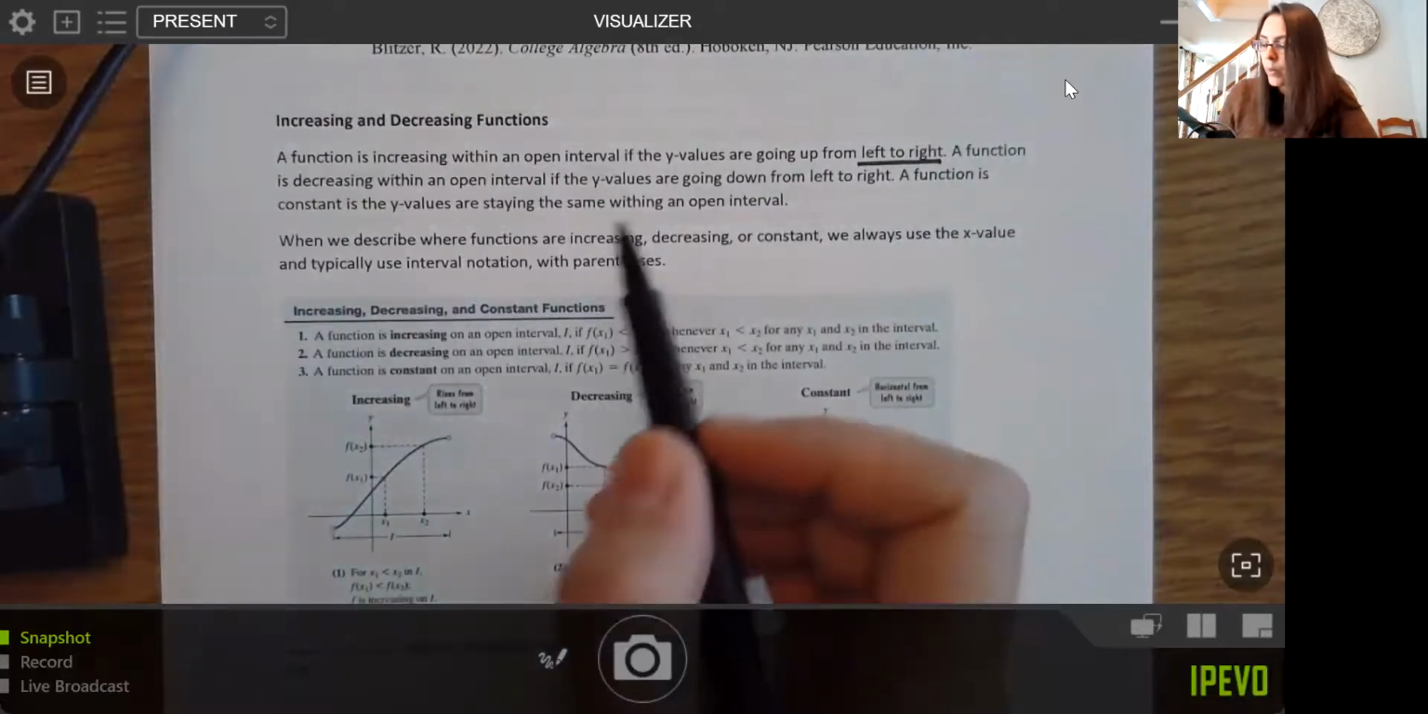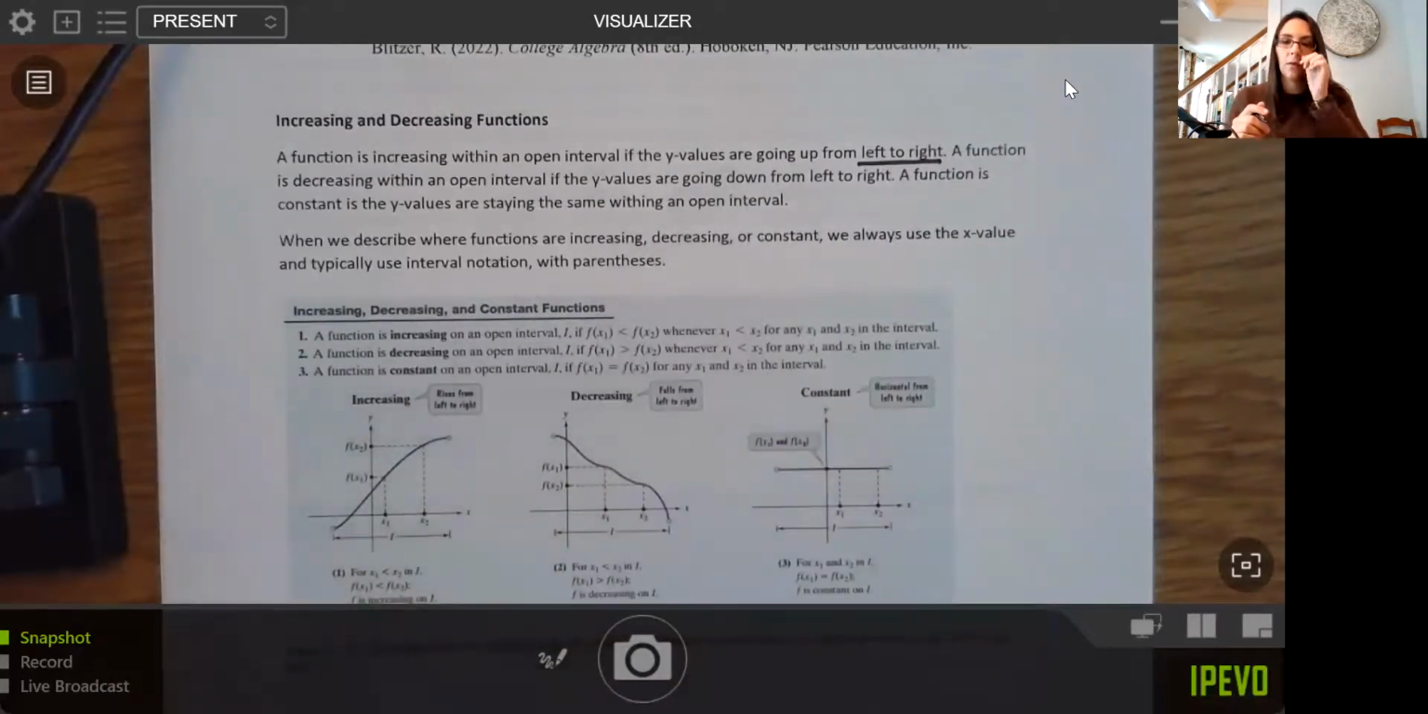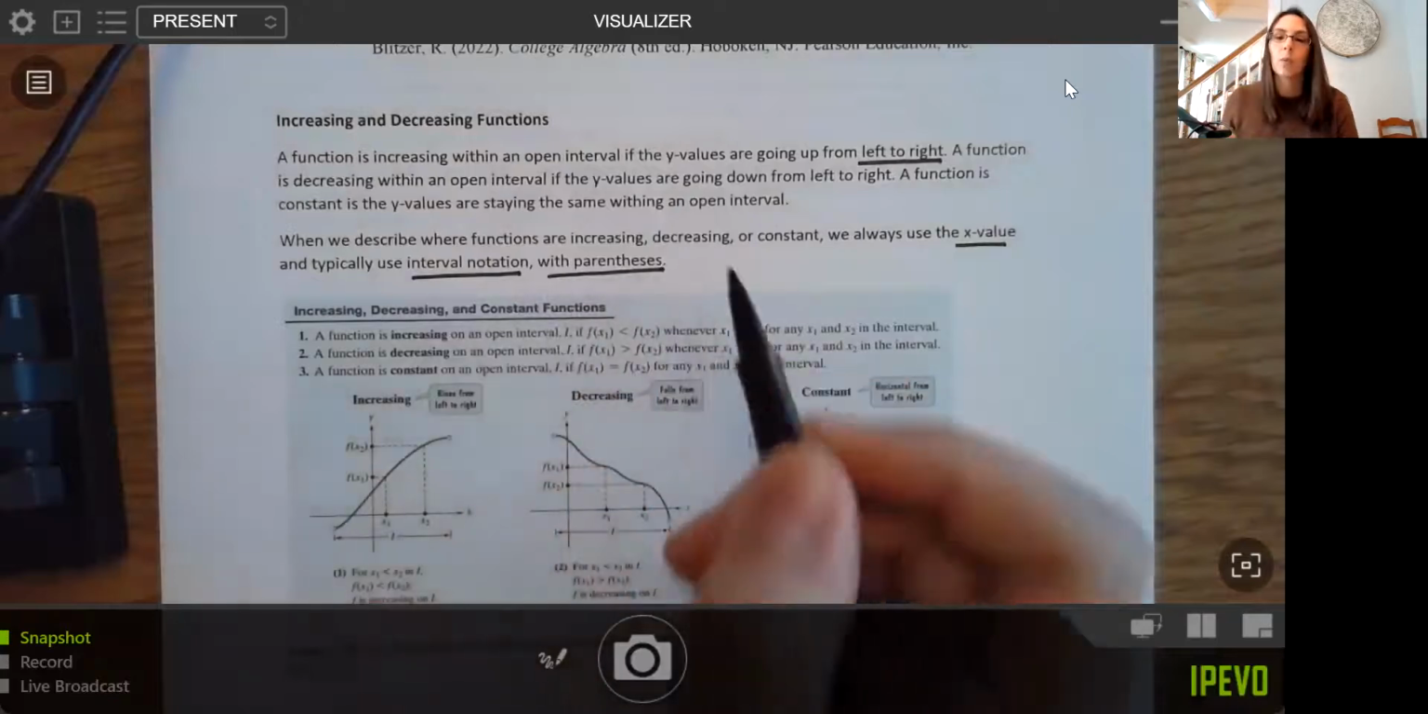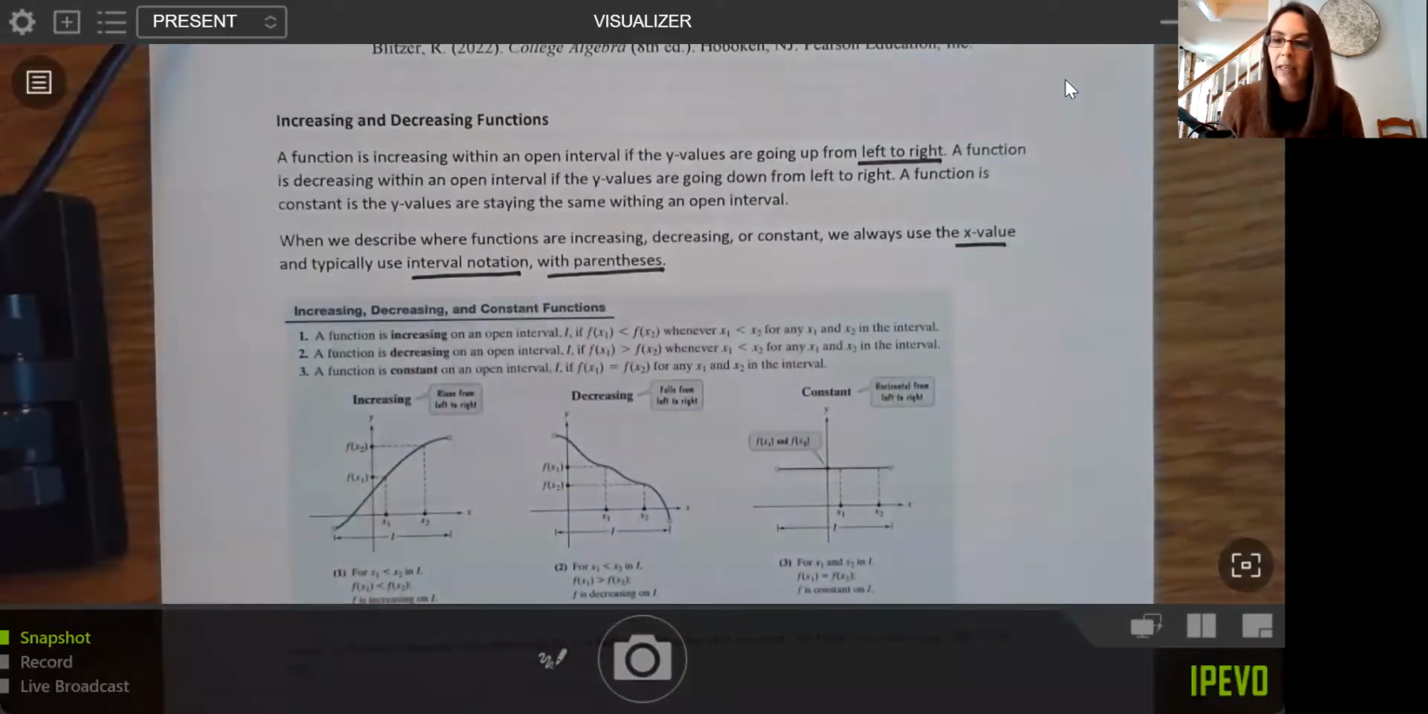Now, I am saying here in an open interval, meaning that within a range of values, a function will be increasing or decreasing or constant. When we write increasing, decreasing, and constant areas, we typically use the x values and interval notation with parentheses. We never include the endpoints, because at those endpoints, is it increasing there or has it changed to decreasing? So when we write our ranges, we use interval notation and parentheses.